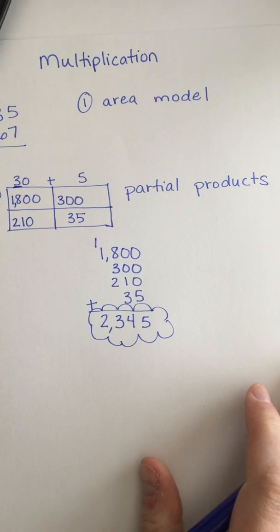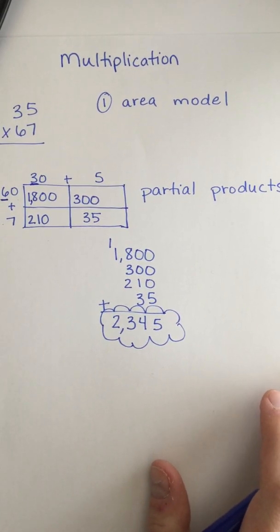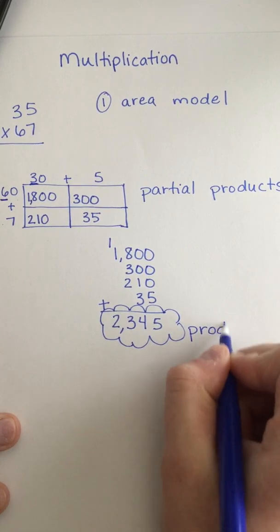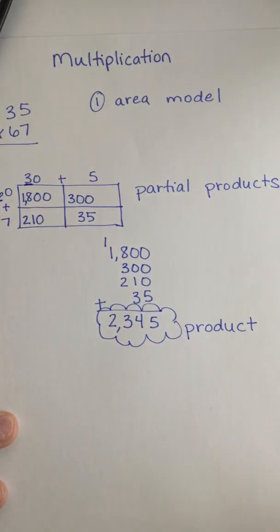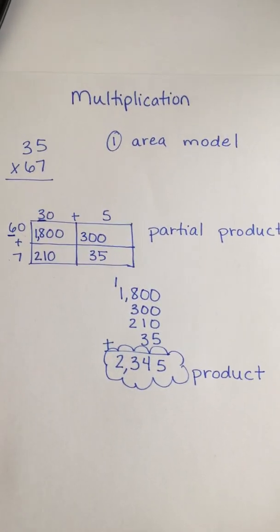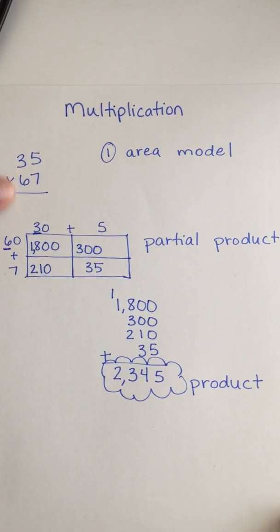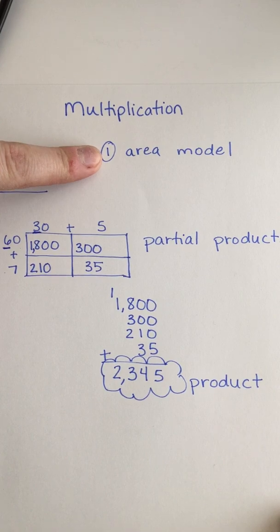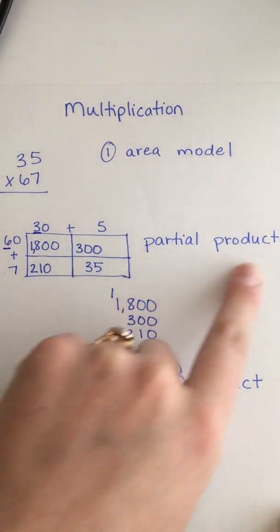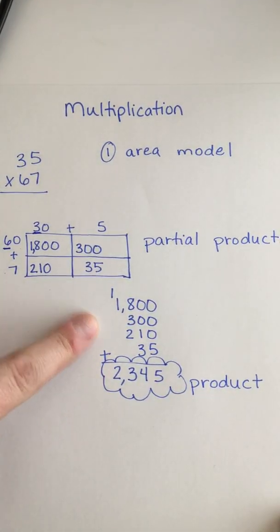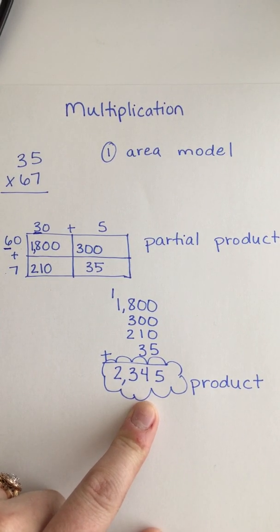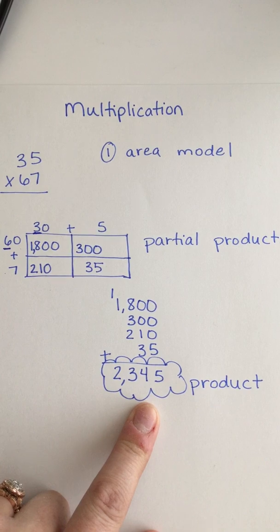So the answer to any multiplication problem is called the product. And this was just one way that we solved a 2-digit by 2-digit multiplication problem. This strategy is called the area model. We multiplied to find the partial products, added them together, and we got our final product. So this is one way you can solve this problem. As fourth graders, this is how we learn to multiply.